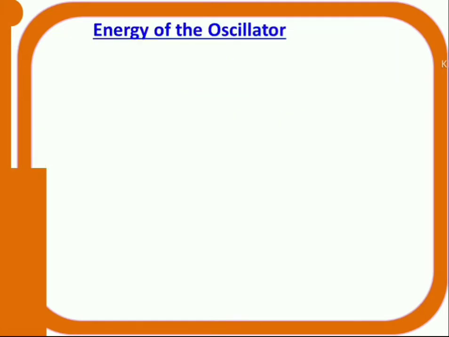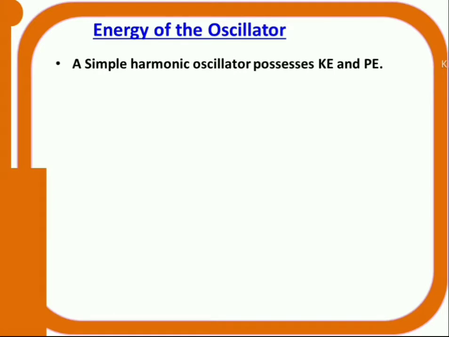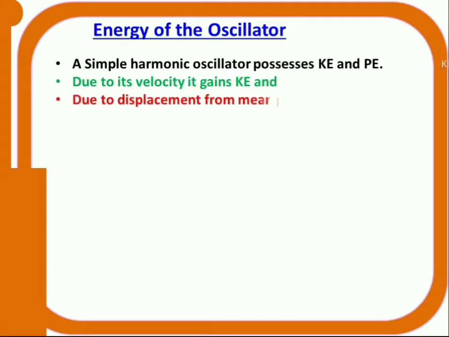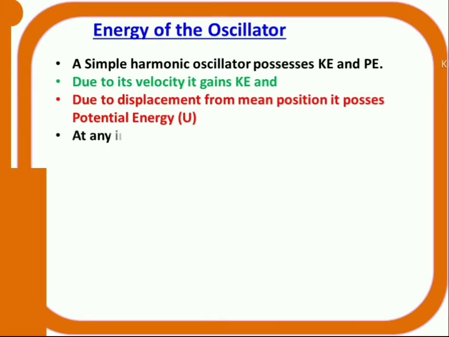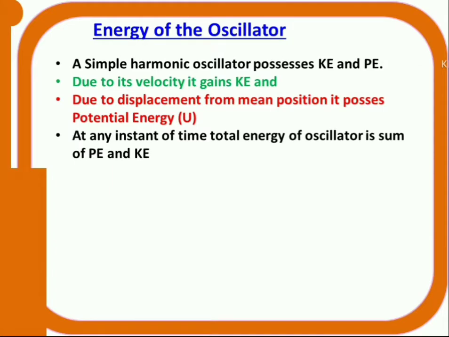Next, energy of the simple harmonic oscillator. A simple harmonic oscillator possesses kinetic energy and potential energy both. That means every body has two types of energies, kinetic energy and potential energy. Why kinetic energy? Because it is moving to and fro about the mean position, due to the velocity it gains kinetic energy, and due to the displacement from the mean position, that means due to the restoring force, it possesses potential energy also. So at any instant of time, the total energy of the oscillator is equal to kinetic energy plus potential energy. So E is equal to K plus U.